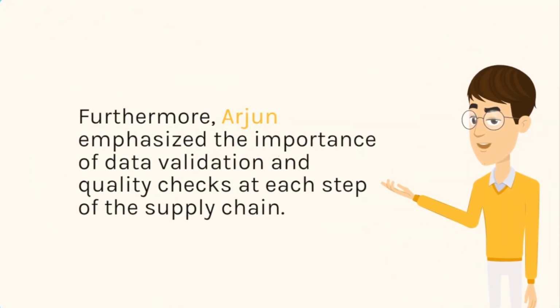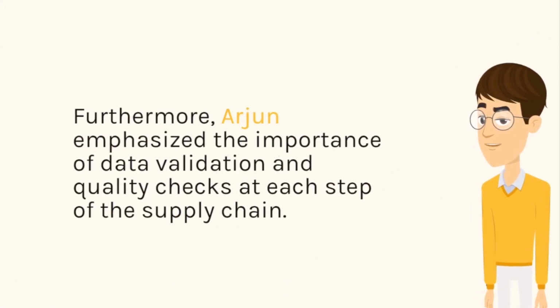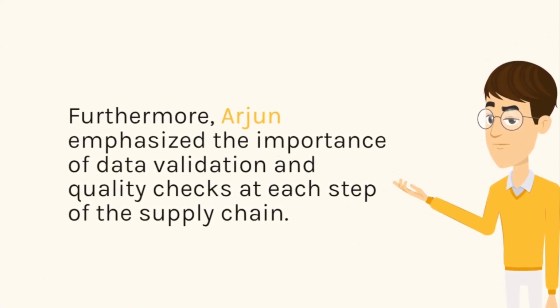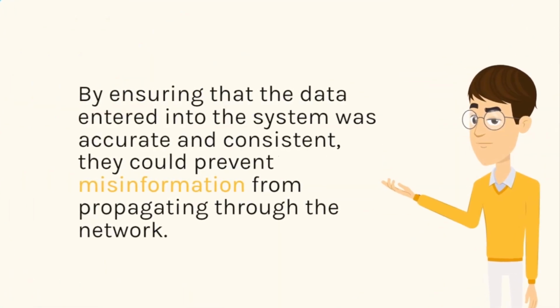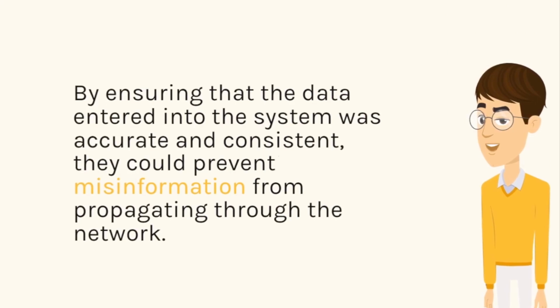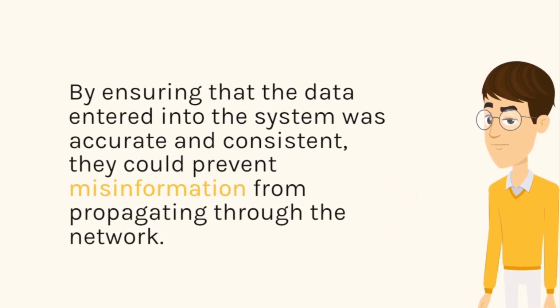Furthermore, Arjun emphasized the importance of data validation and quality checks at each step of the supply chain. By ensuring that the data entered into the system was accurate and consistent, they could prevent misinformation from propagating through the network.